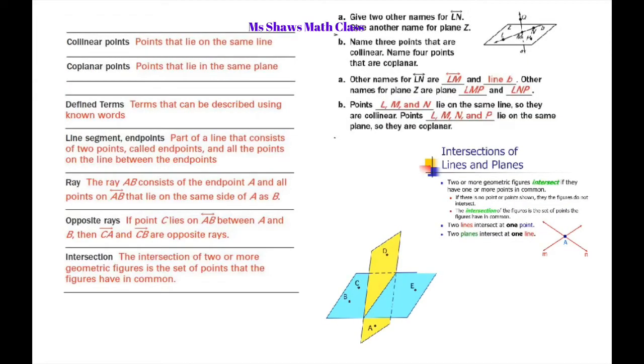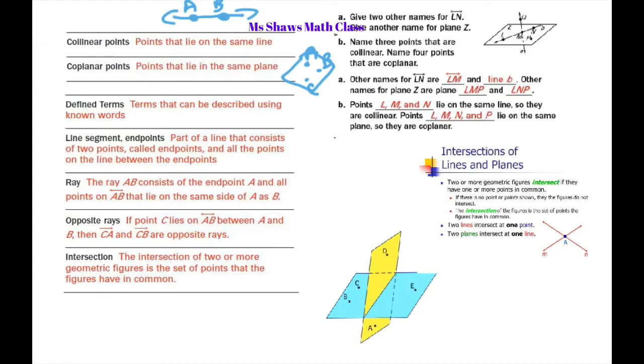Collinear points lie on the same line. Coplanar points lie on the same plane. So if I have collinear points, I'll draw a line and put 2 points on it. Those 2 points, say A and B, are collinear. And then on a plane, you might have 3 points A, B, C.